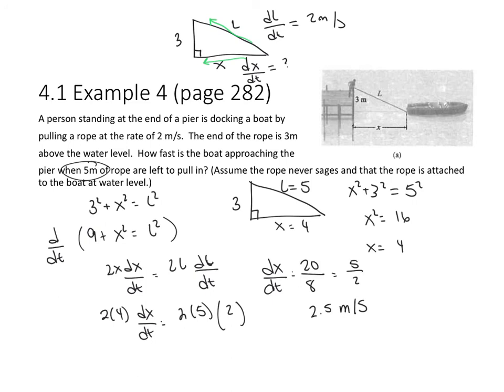This is telling us that at the instant that the boat is 4 meters from the dock, the rate at which the boat is moving closer to the dock is 2.5 meters per second.